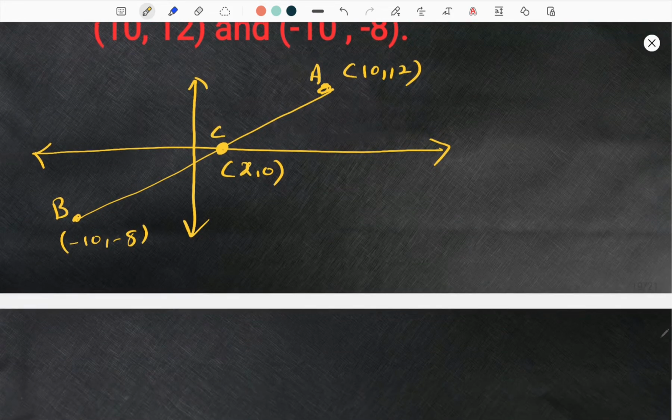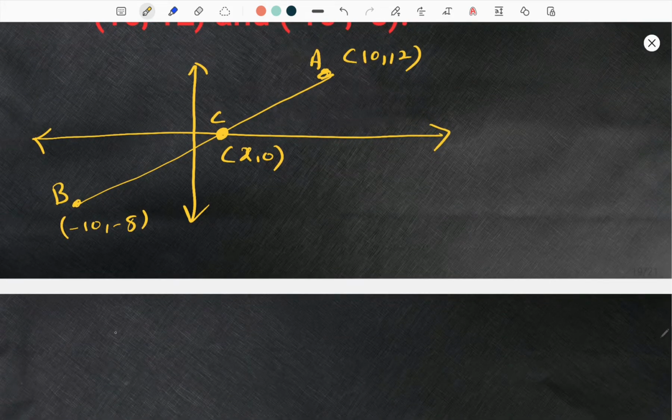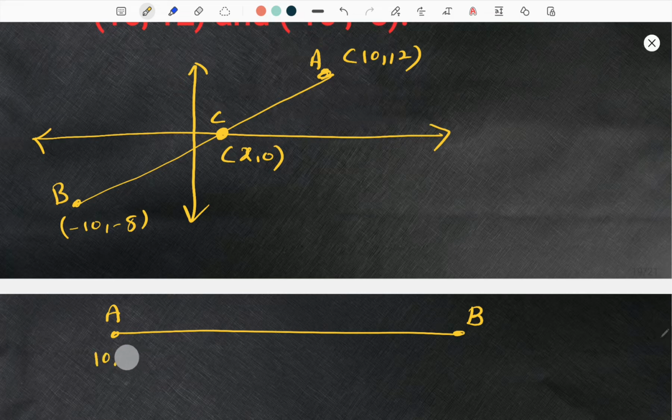Let me write this point in the standard format. Let me call this A and let me call this B. What is A? A is 10 comma 12. And what is B? B is minus 10 comma minus 8. I am writing it like this. This line AB from here to here. You can write it reversed also, no problem. And this is C, and this is x comma 0.